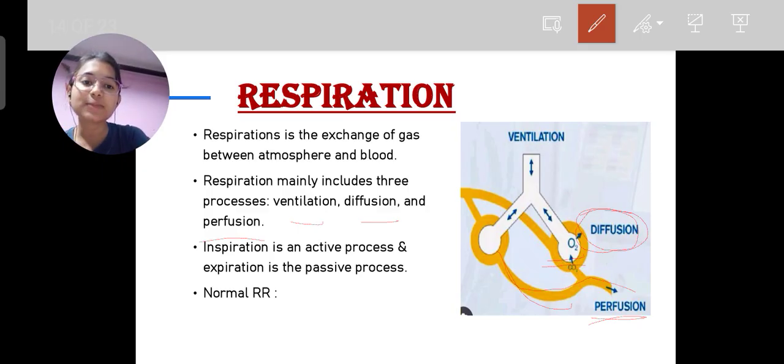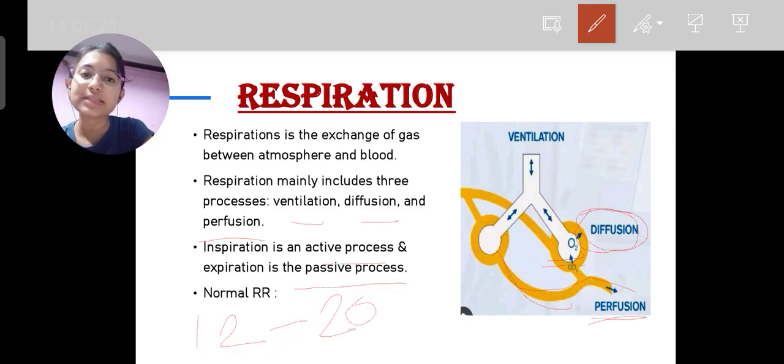So what is inspiration? Inspiration is an active process, whereas expiration is a passive process. The normal respiratory rate we all know, that is 12 to 20 breaths per minute.